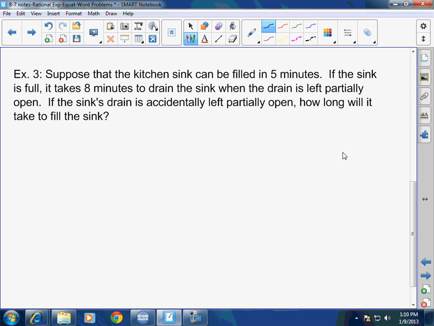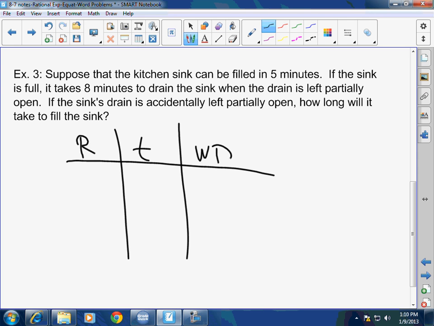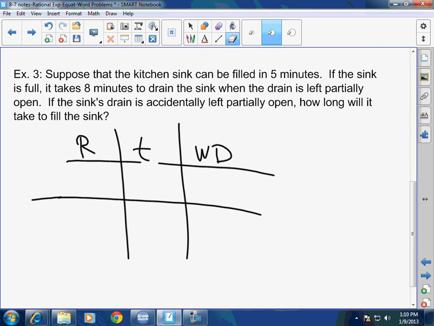All right. So let's make our table. Rate, time, work done. Okay. So suppose you can fill it in 5 minutes. So how much of the job is done in 1 minute? 1/5. Good job, guys.